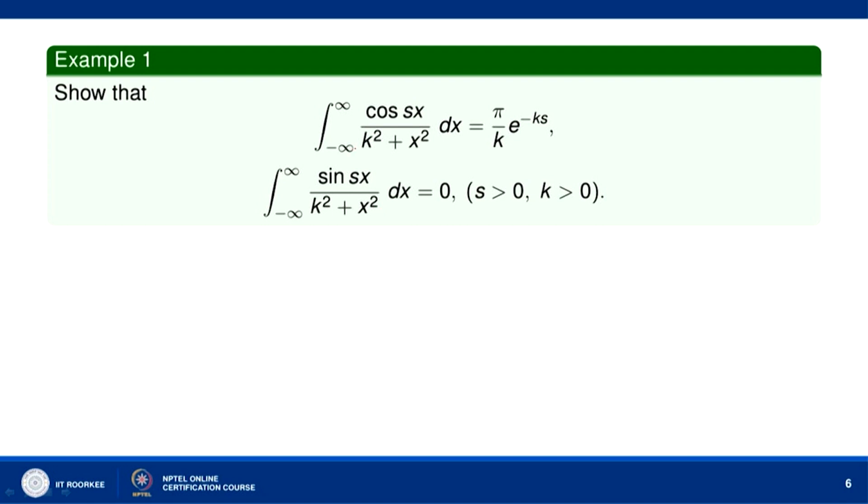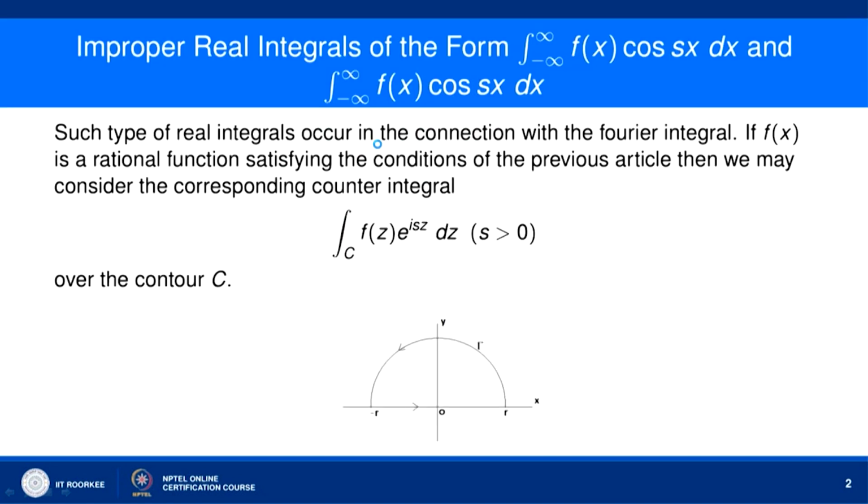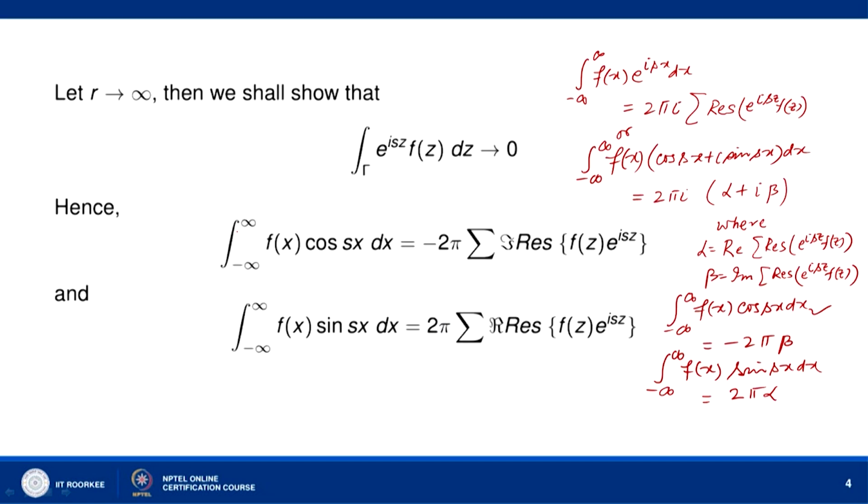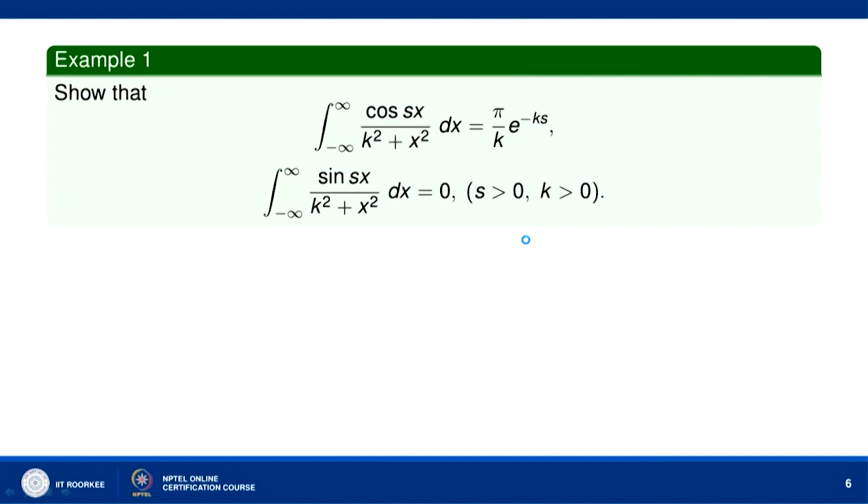And here cos sx is an even function and k square plus x square is an even function, so cos sx over k square plus x square is an even function. When we use the contour integral over c of fz e to the power i sz dz, we get the values of both integrals simultaneously, the integral from minus infinity to infinity of fx cos sx dx and of fx sin sx dx, by equating real and imaginary parts. So let us consider the corresponding contour integral here.